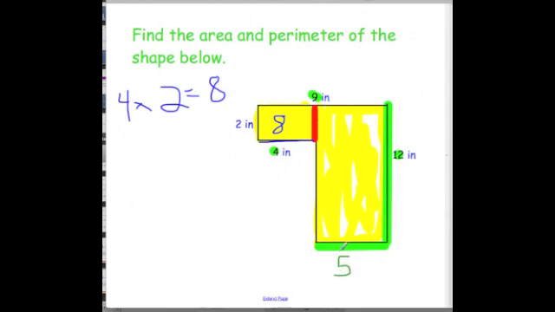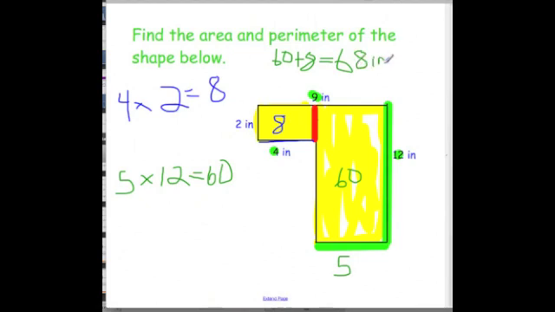So now we can use our formula base times height. Our base is 5, and our height is 12. So we take 5 times 12, which we should know is 60. So the inside area of this taller rectangle is 60. Now all we have to do is add them together. So we take 60 plus 8 gives us an answer of 68 inches squared.